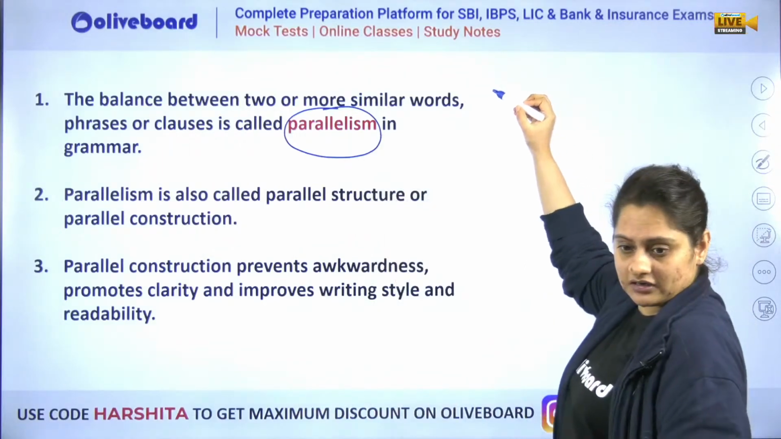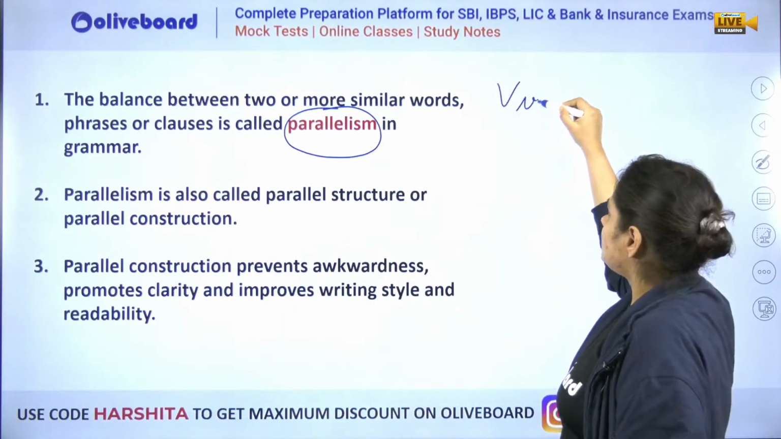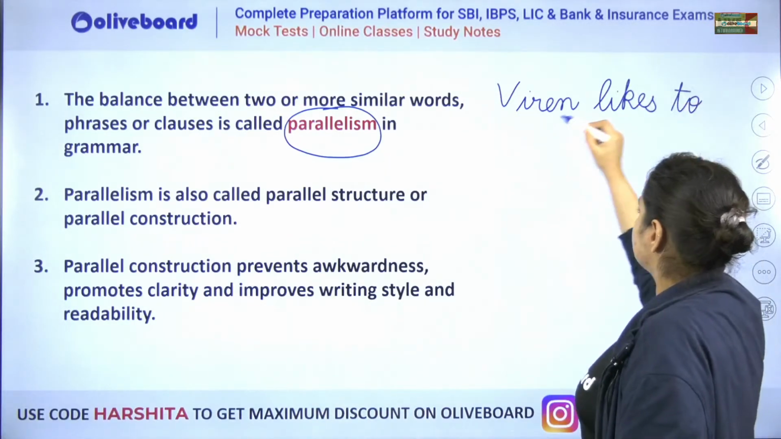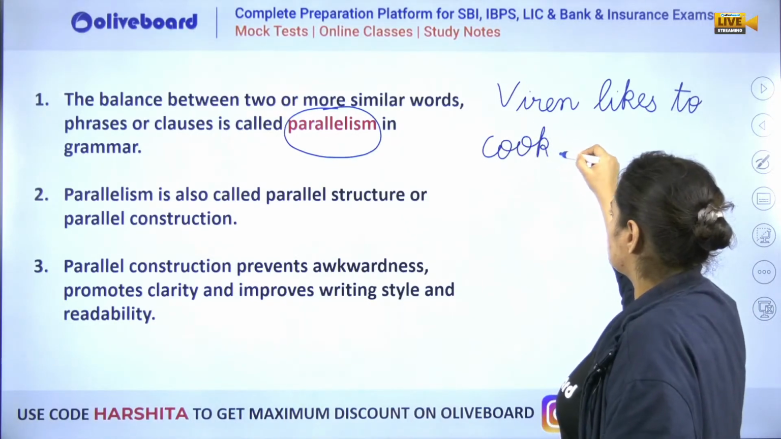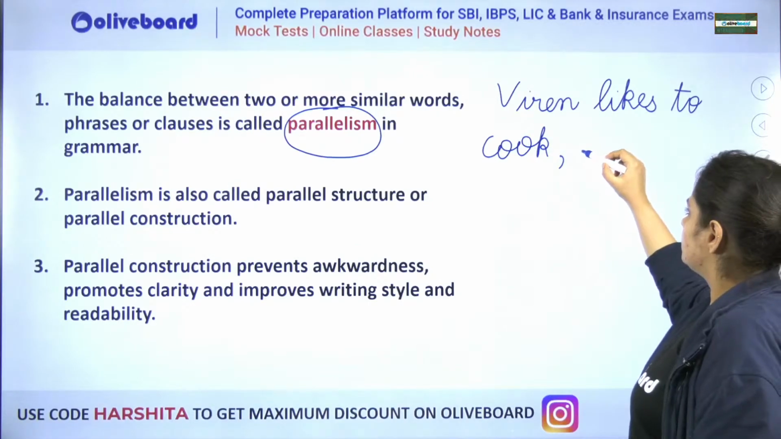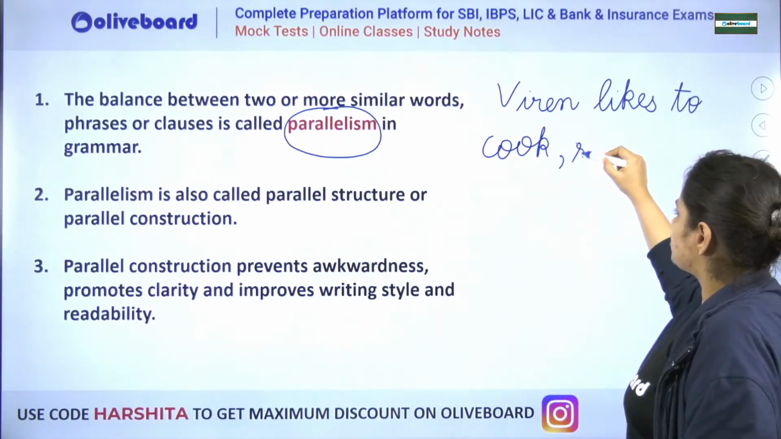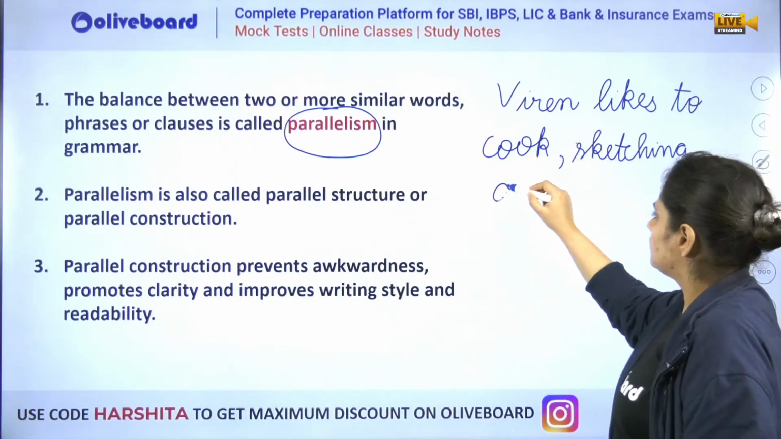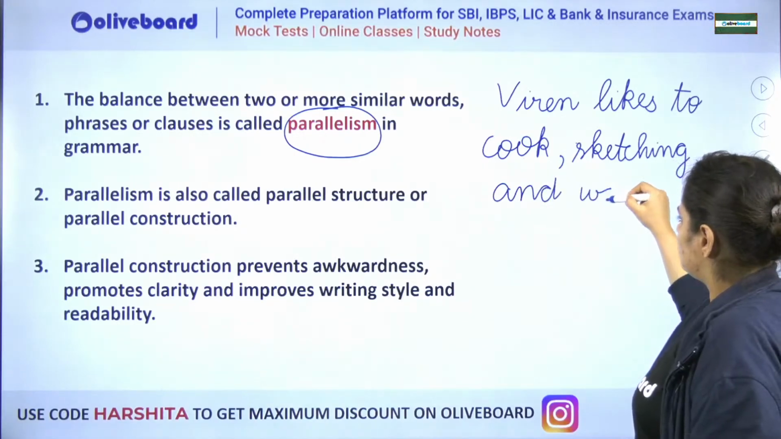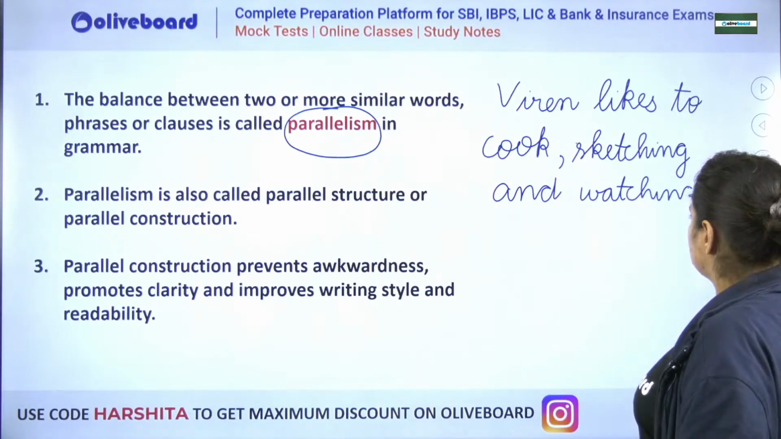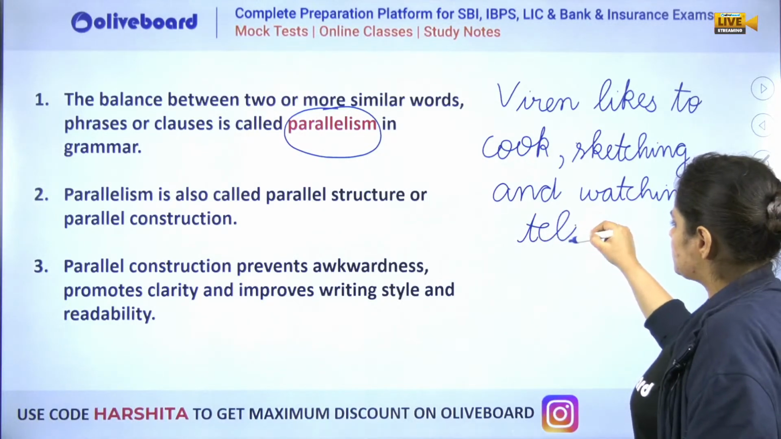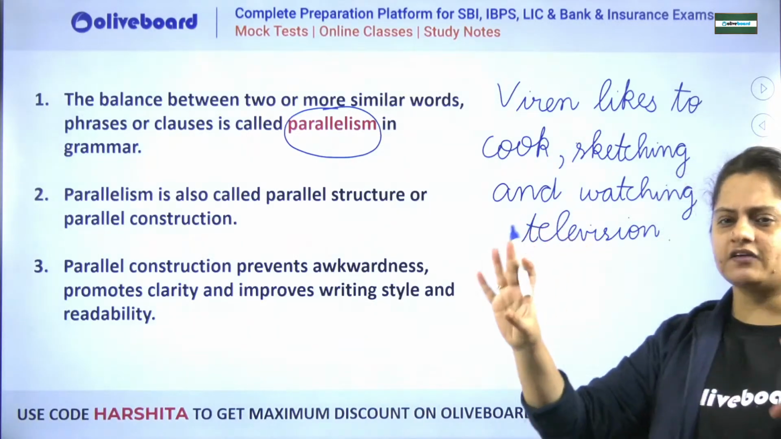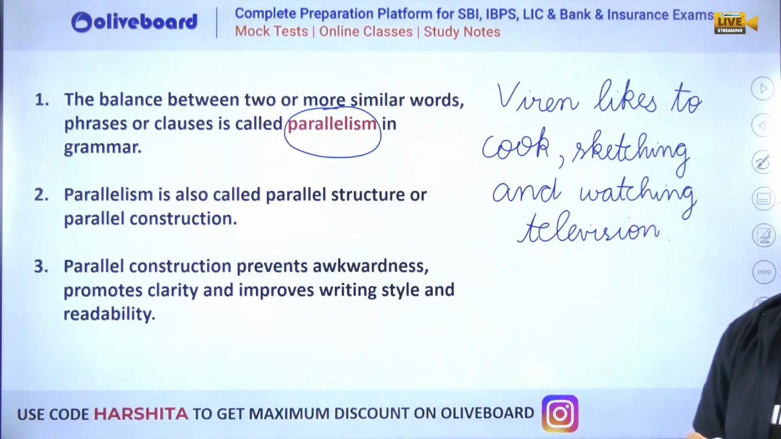For example, if I write, like Viren, I'll take your example only. Viren likes to cook, sketching and watching television. Okay, is this sentence correct? This sentence I have used few verbs, but they are in different forms. Now, as you can see here, the verbs here are in different forms.